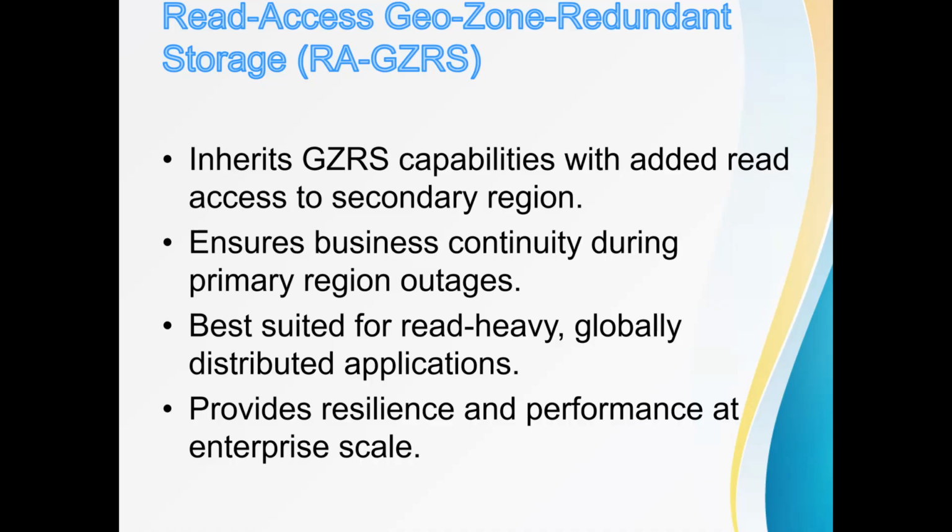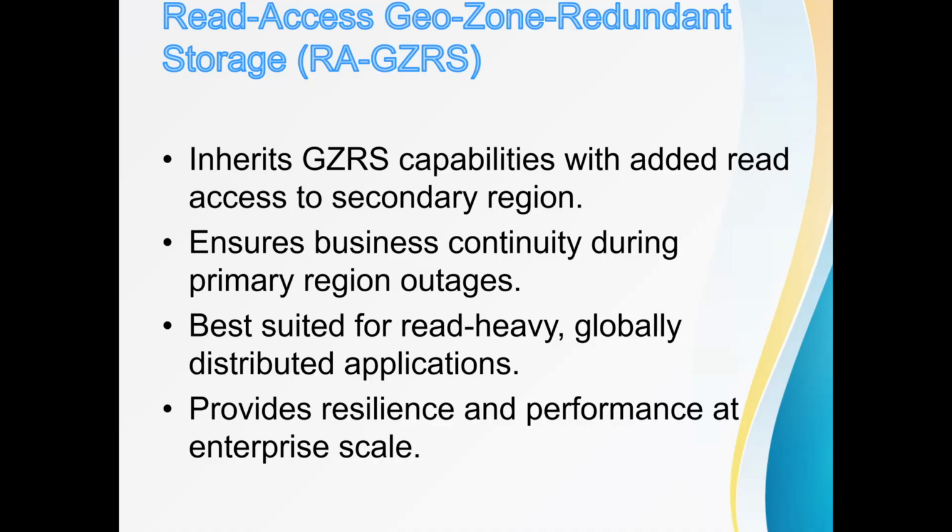Next is read access geo zone redundant storage. It inherits geo zone redundant storage capabilities with added read access to the secondary region. Whenever we want good read access from a secondary region, and we also want high availability across multiple regions and within the zones, then we can go with RAGZRS.